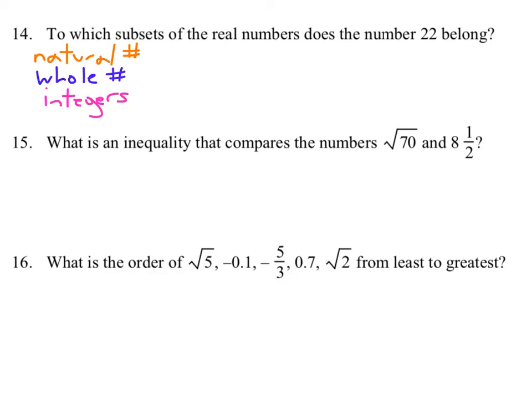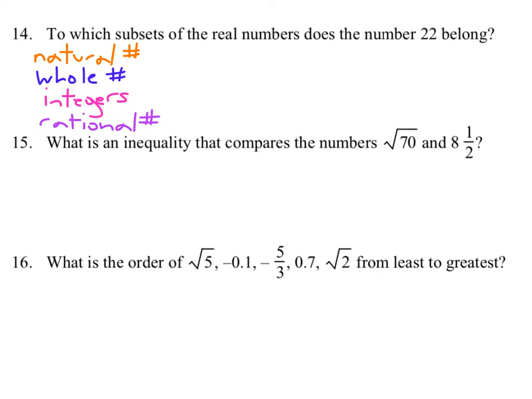And of course, it is a rational number because you could write it as a ratio. Any whole number you could put over 1, and then you have the ratio that you need for it to be a rational number.